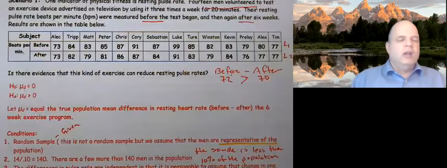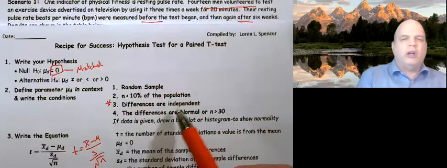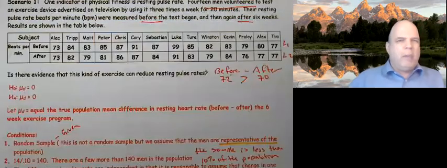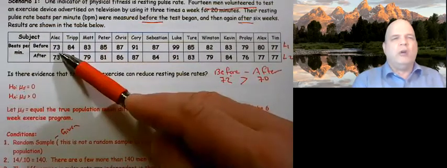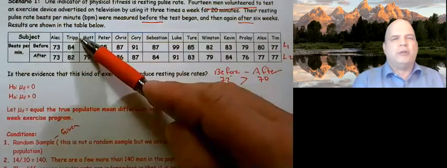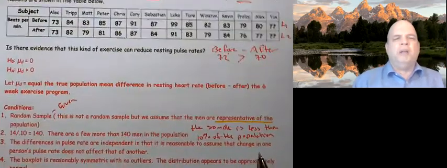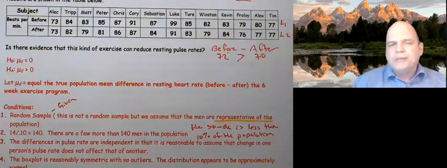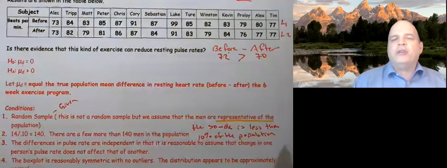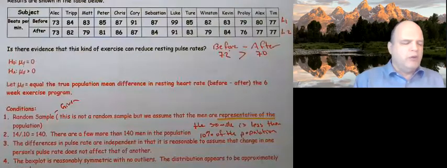The next thing was the new one, and the new one was differences are independent. Well, I don't know, but I'm guessing that Alex's change in heart rate was not impacted by Chris's and vice versa. So the differences in pulse rate are independent in that it is reasonable to assume that the change in one's rate does not affect that of the other. And I know that that's an assumption, but we're going to have to make the assumption, but it's pretty reasonable.